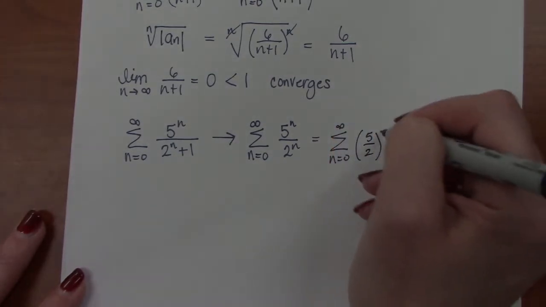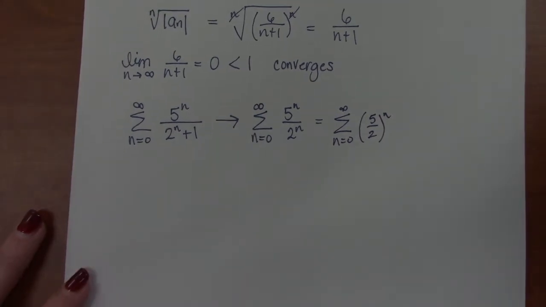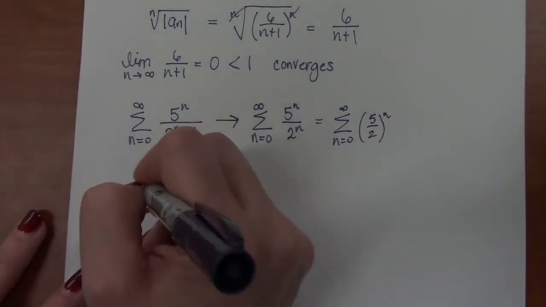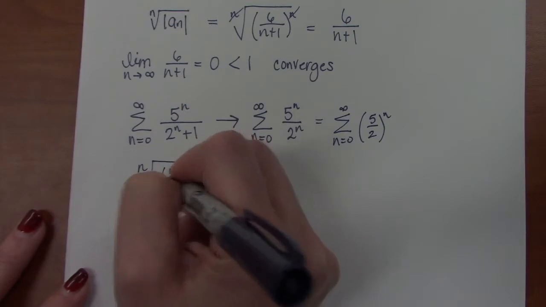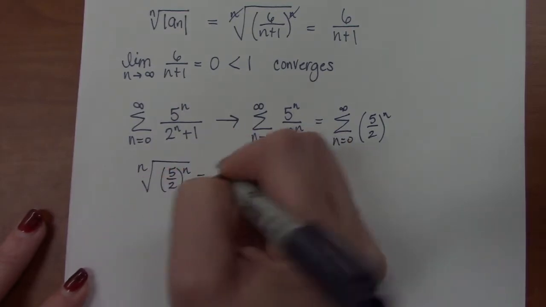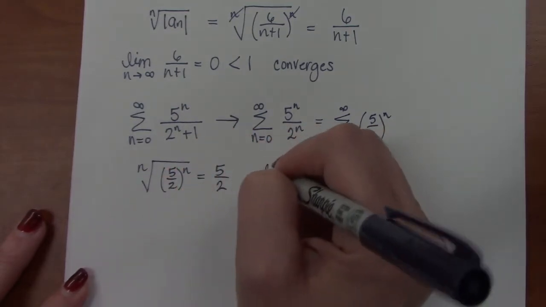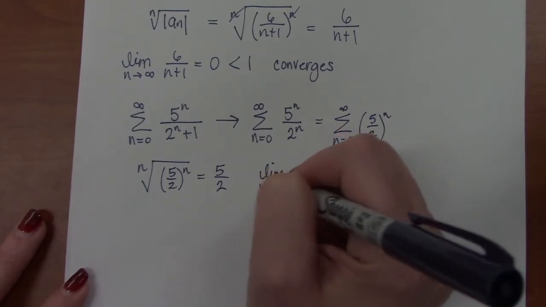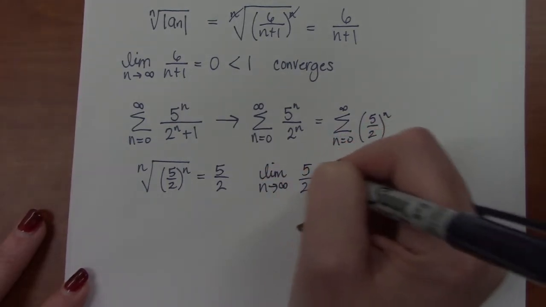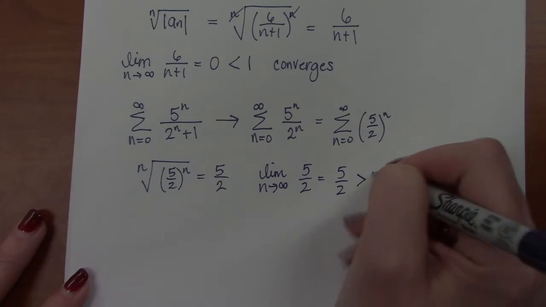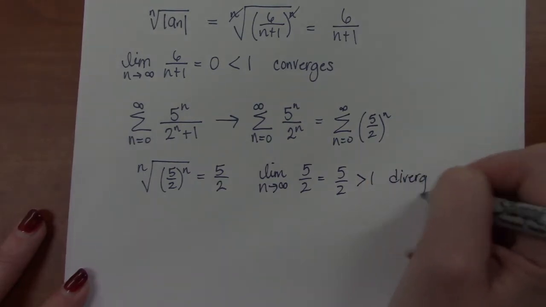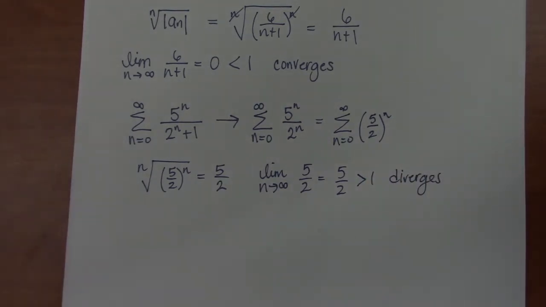Once again, I'm going to write it as everything raised to the n. And when you take the nth root, I get 5/2, and clearly the limit of a constant is just a constant. So that's greater than 1, and it diverges.